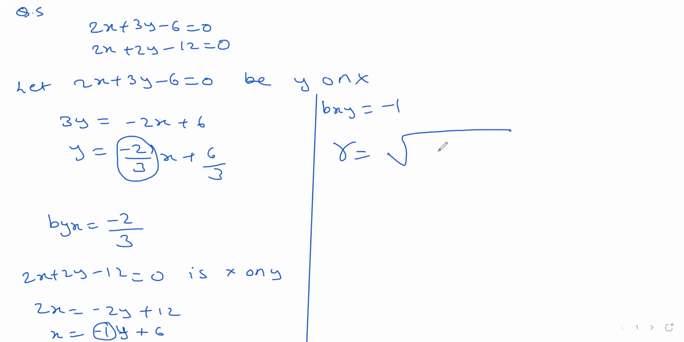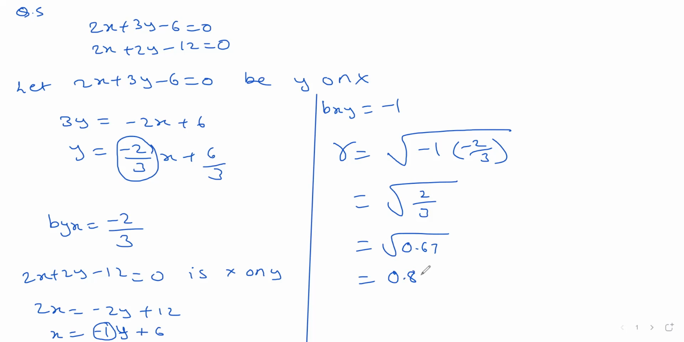Now we'll check for r. R should be in between -1 and +1. So -1 times -2/3, that is 2/3. Now they have not given any values. If you divide 2/3, you will get the square root of 0.666, and its square root comes to 0.82. And I'll give it a minus sign because both byx and bxy are minus.